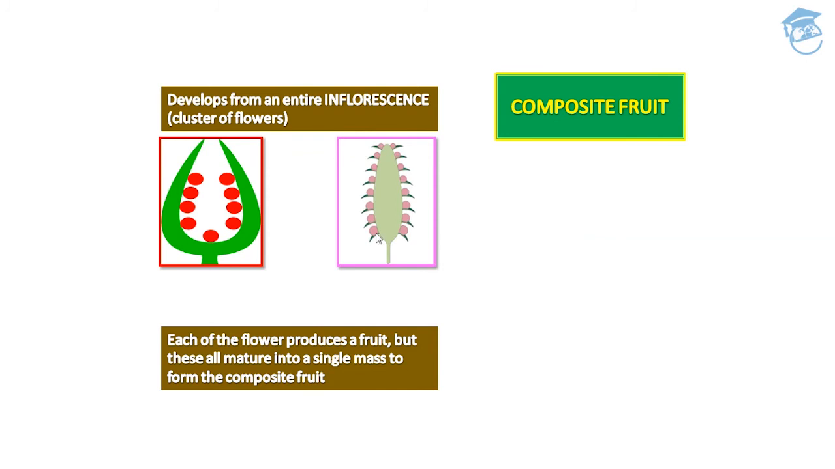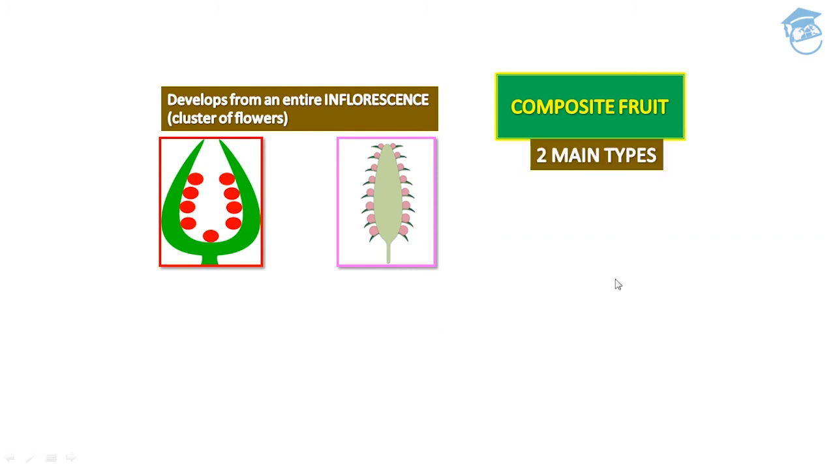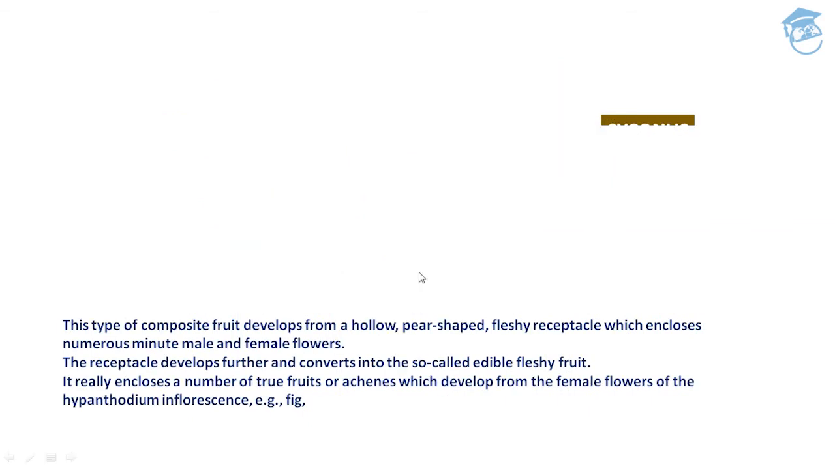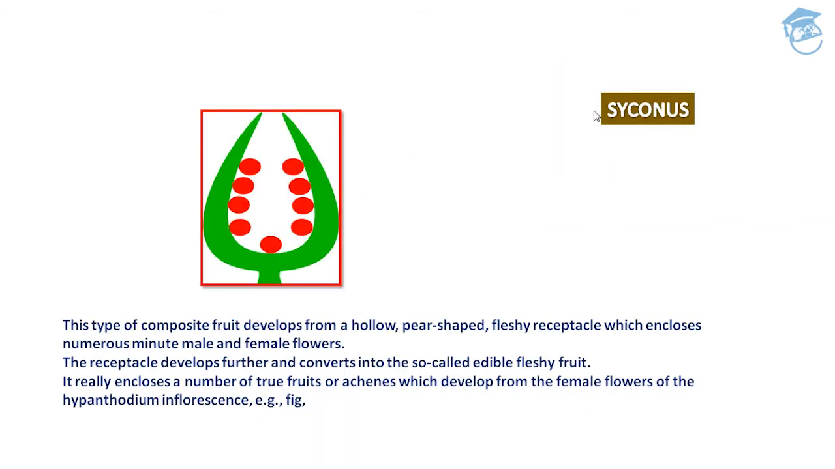That means this flower will produce its own fruit, this flower will produce its own fruit, but these all mature into a single mass to form a composite fruit. I repeat, each of the flower produces a fruit of its own, but these all mature into a single mass to form a composite fruit. So there are two main types of composite fruits, sorosis and syconus. So this is syconus and this is sorosis. Let's study about it.